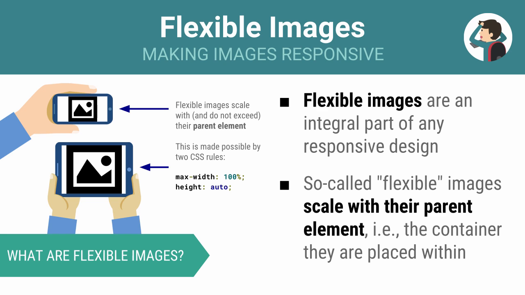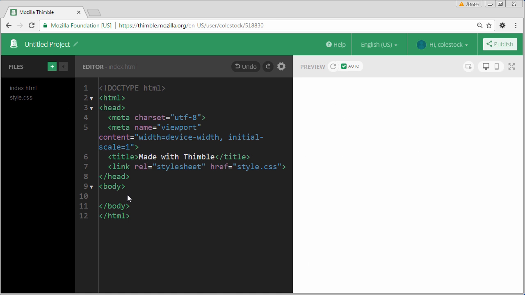Last but not least, responsive web design would not be possible without what are called flexible images. Flexible images refers to images that scale to the parent element that they're contained in. This allows images to size themselves dynamically to the size of the device that they're on.